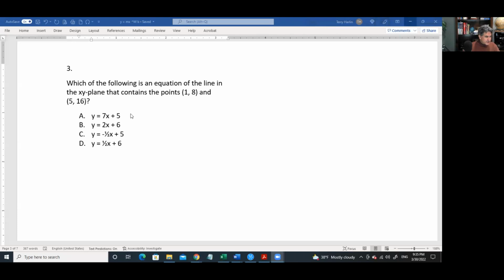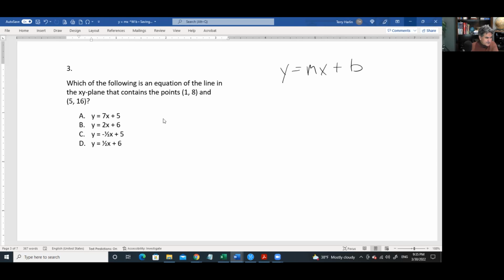Okay, let's look at another application of y equals mx plus b. In this particular case, we have one long question. Which of the following is an equation of the line? Equation of the line. And if we look at the answer choices, they are all in the y equals mx plus b format already.